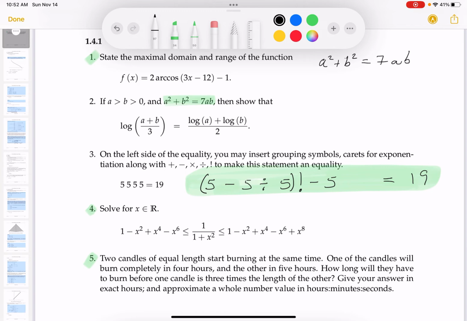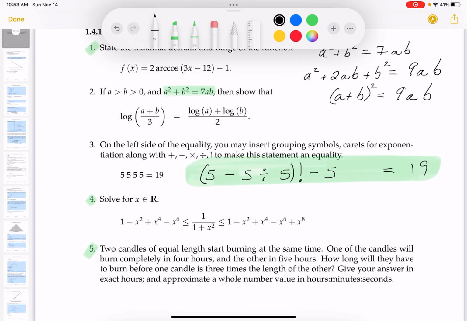And I'm starting to see something now. What I'm seeing is that maybe there's a perfect square in the problem. So let's write this down. A squared plus 2AB plus B squared, I just added 2AB, right, would be 9AB. All right, this is a perfect square, which is (A plus B) squared equals 9AB, with the understanding that A and B are positive numbers.